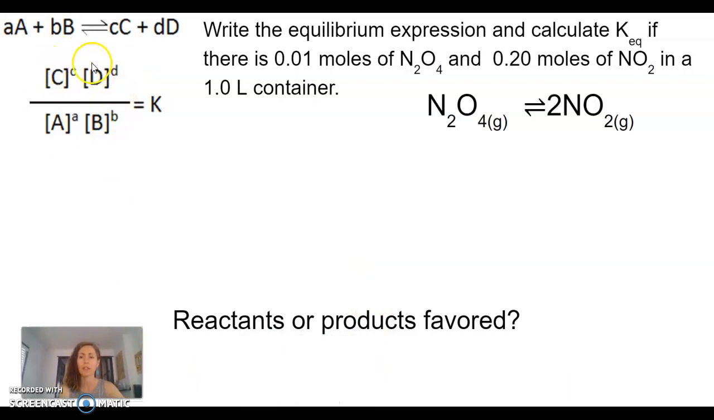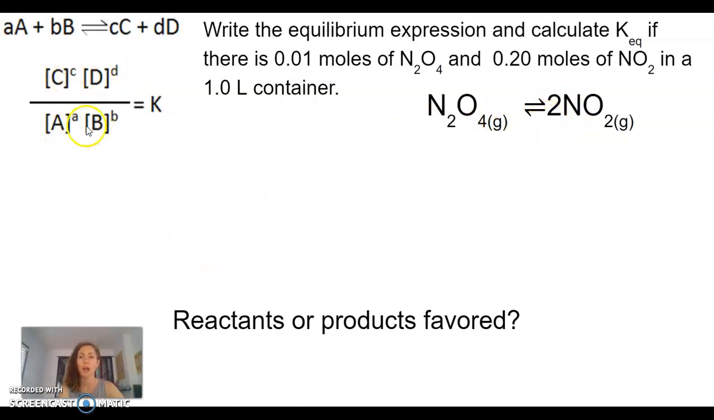I included the little guide here up in the corner so it can help us out. So we're writing the equilibrium expression to calculate KEQ if there are 0.01 moles of N2O4 and 0.24 moles of NO2 in a container. So we have our reactants and our products. In this case, we just have one reactant, one product. This is a weird decomposition reaction that can occur.